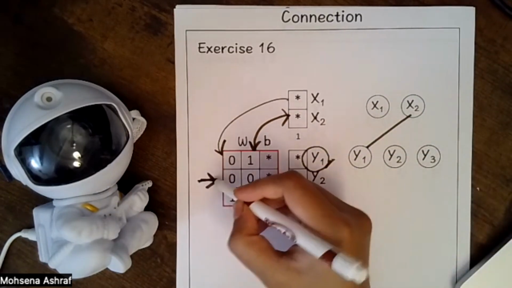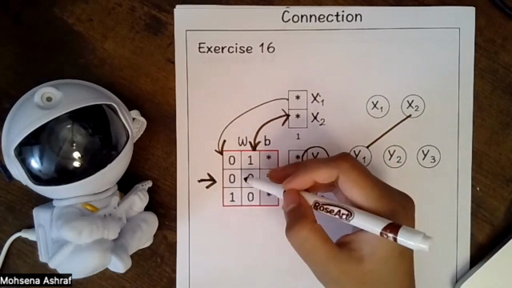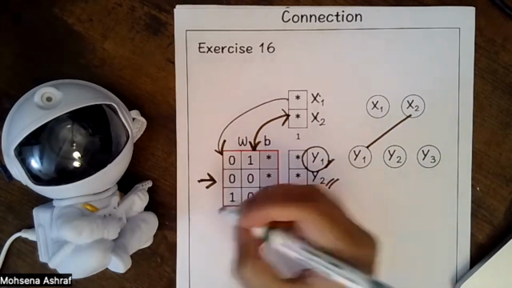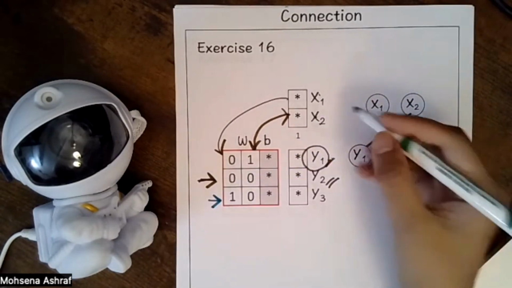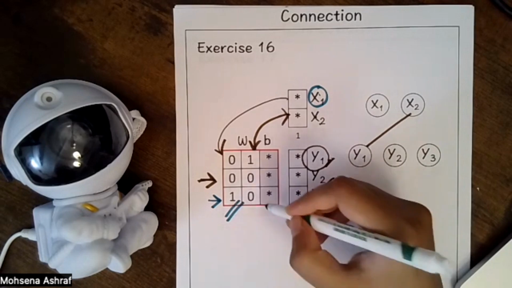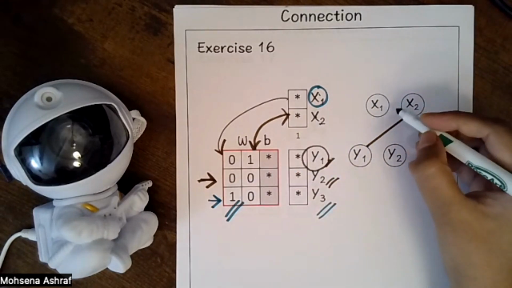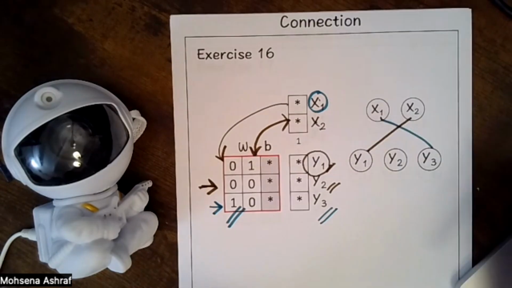For this row, x1 and x2 will not affect y2 because both the weights are 0. So let's look at the next row. In this row, x1 gets multiplied by this one. So x1 only will have an effect on y3 because the next weight is 0. So x1 will get connected to y3.